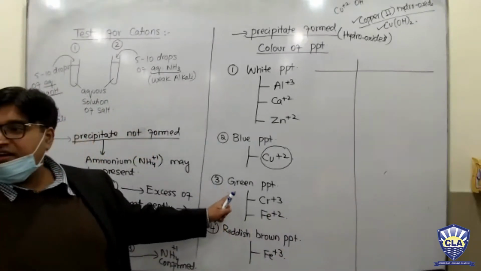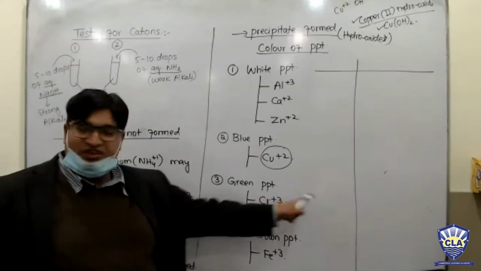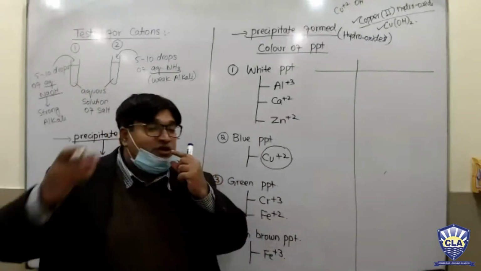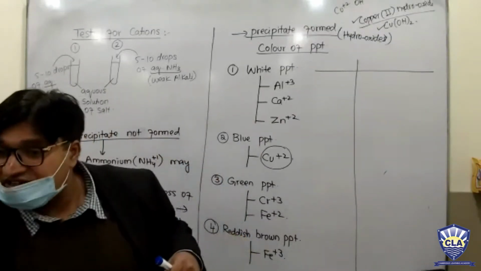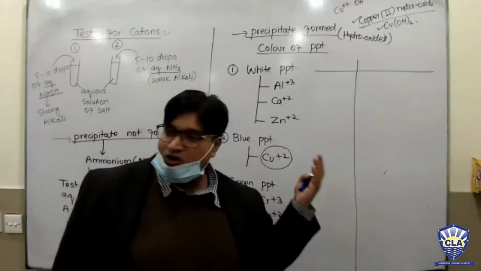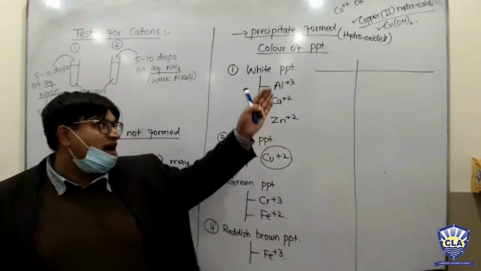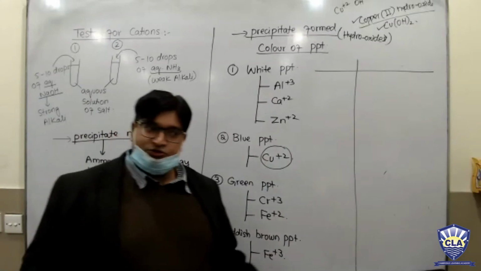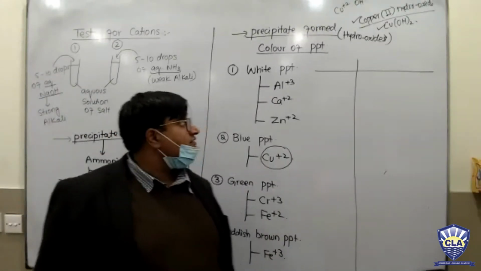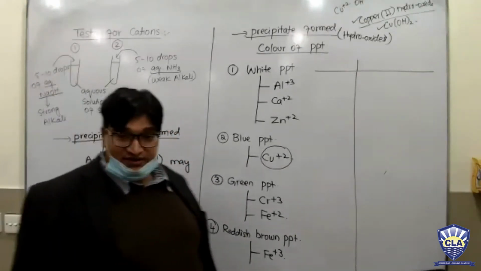So what is the name of the green precipitate? Green precipitate could be iron 2 hydroxide or chromium 3 hydroxide, and you can make the formula of them. Most of the time, he is going to ask you the name of the blue precipitate or the name of the reddish brown precipitate. So it's not only the ion, with that ion the hydroxide is also attached. So you should join them together and then tell the name of that particular precipitate. Did you get it?